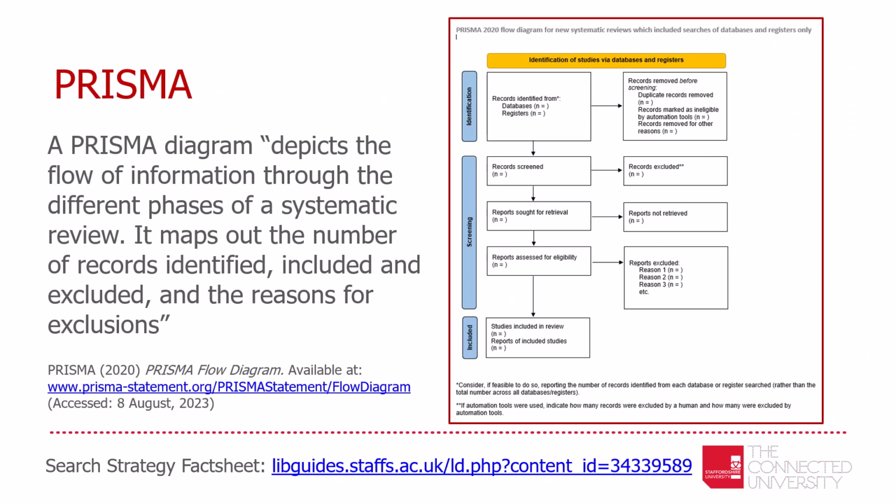When you're reporting the results that you've found, you need to include a Prisma diagram in your write-up. You can download this from the Prisma webpage. There's an example on the right-hand side of the screen here. You need to identify how many studies you found, in which databases, how many records you screened, how many you excluded using your criteria, and suggest the reasons for that, and therefore come up with the number of studies that you are going to actually review.